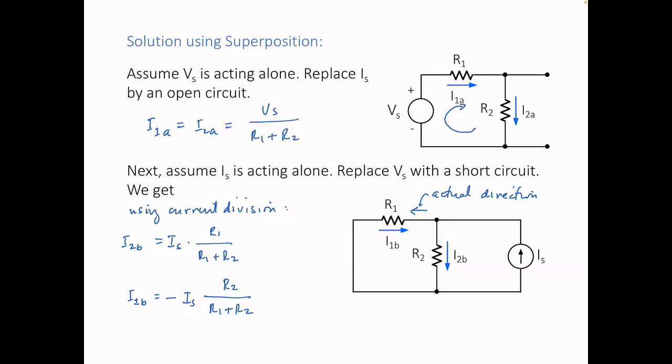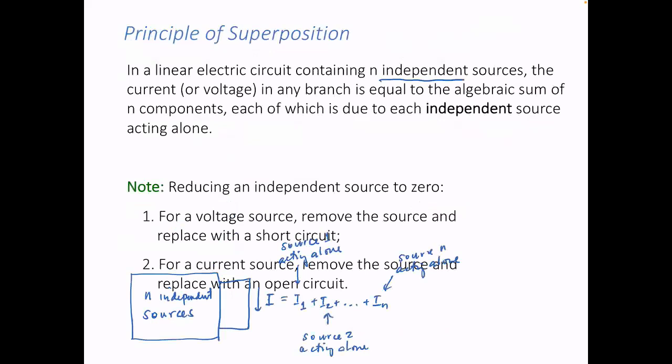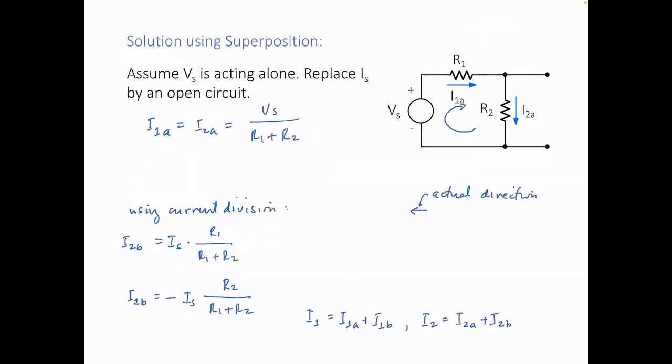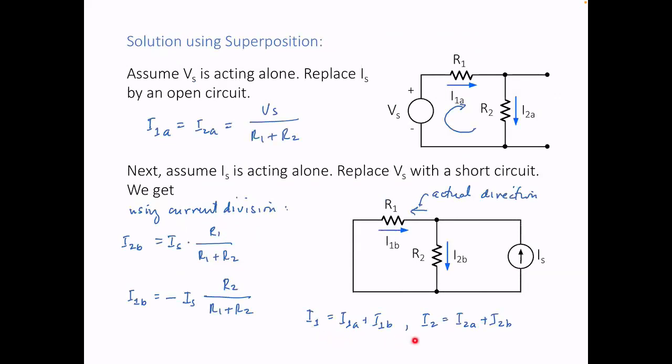So that's how you use superposition. No? The value now of I1 is equal to I1A plus I1B, and I2 will be equal to I2A plus I2B. So try this. Try computing for I1 and I2 using this method, and then try to compare it to what you will get using superposition. You should get exactly the same results. So I leave it up to you to try that.